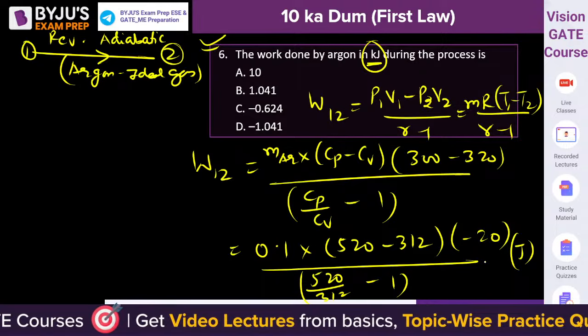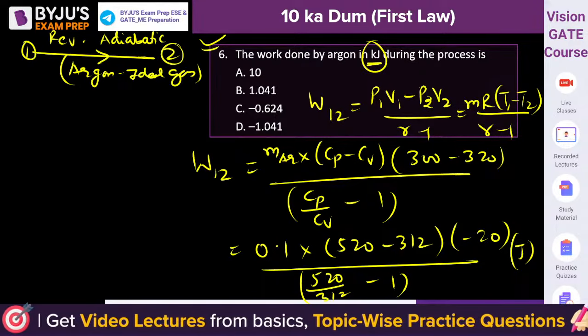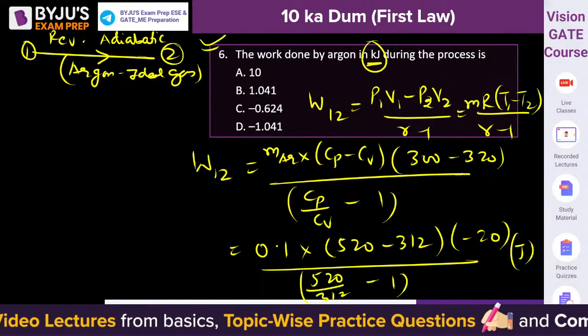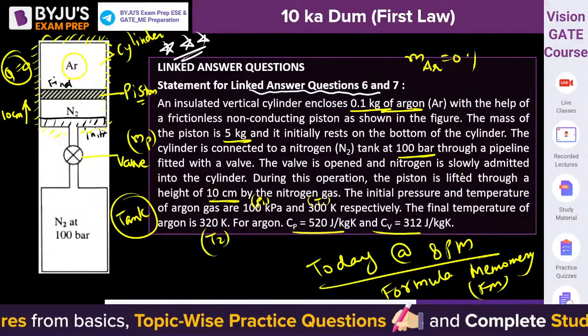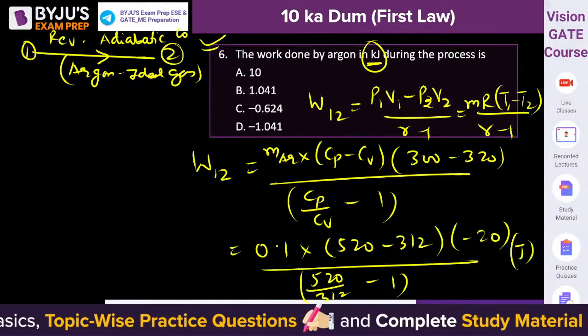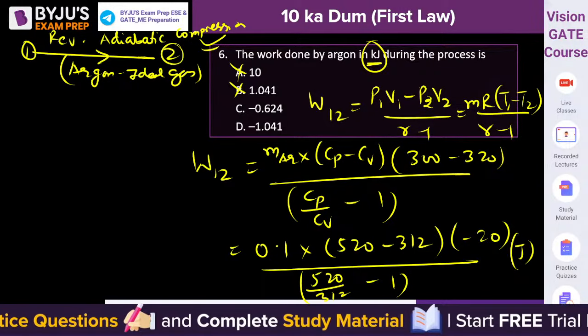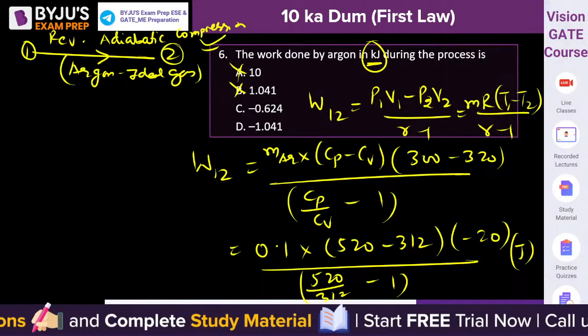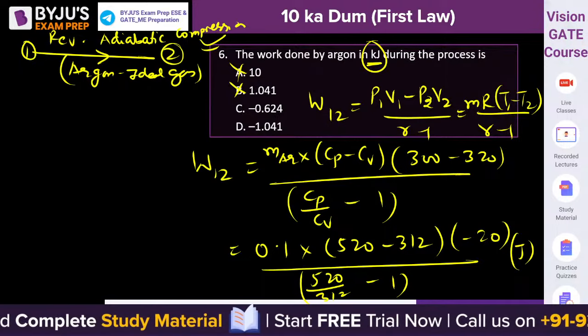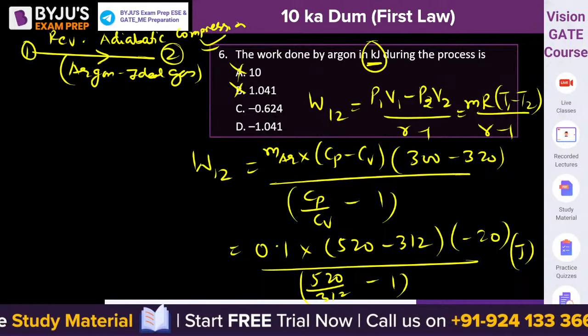This will give you joule. If you want in kilojoule, you can get, because it will give you negative work. Why? Because it is compression, reversible adiabatic compression. Because it is a compression process, that is why positive cannot be the answer. Positive value cannot be the answer, right? It cannot be positive.